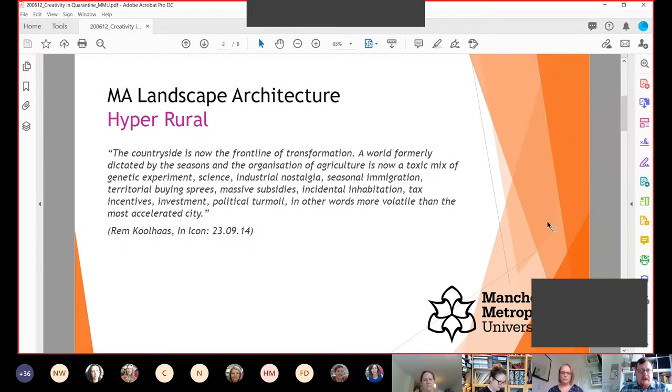I'm a guest lecturer on the MA course, and I've been co-delivering a hyper-rural module this year. Landscape architecture is preoccupied with the urban, and the idea of this hyper-rural module was to switch our attention back to the rural landscape and really challenge students to explore a range of scenarios that challenge the contemporary countryside, such as climate change, extreme instances of flooding, ecological desertification, social fragmentation, and tourism.